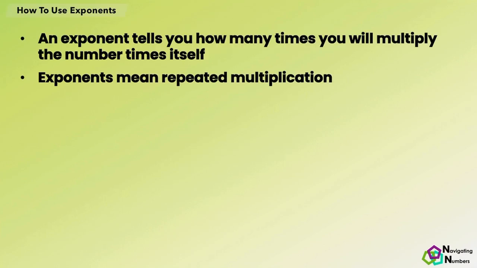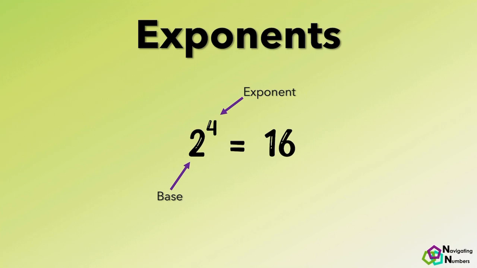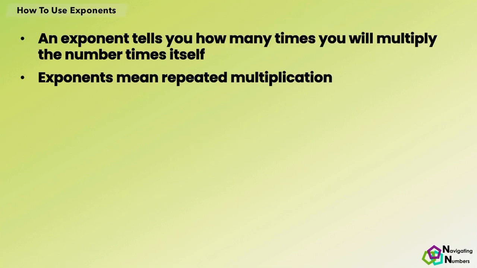So let's take a look at how exponents work. So exponents tell you how many times you will multiply the number that it's attached to times itself. So that base number, the exponent tells you how many times you will multiply that base number times itself. So for example, here we had 2 to the 4th power. Let's take a look at that. So the exponent basically means repeated multiplication.